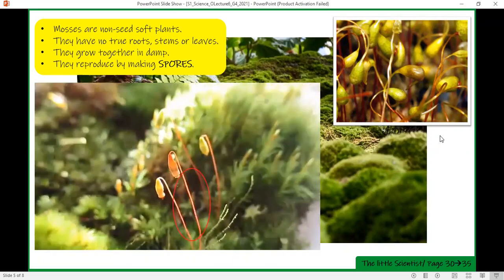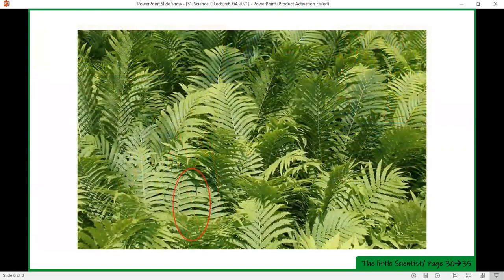What about ferns? Here is a picture of fern plants.